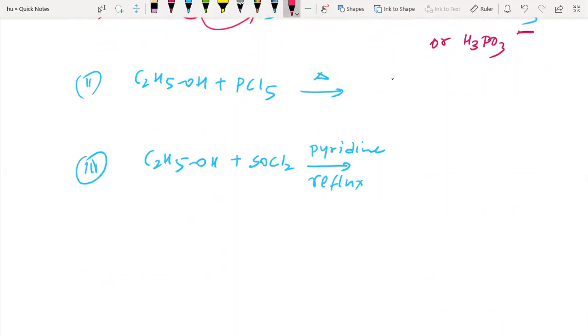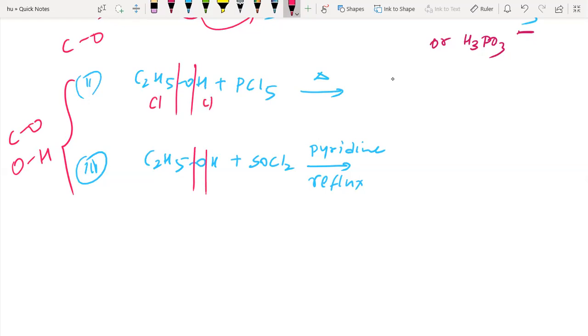In the previous case, the carbon-oxygen bond breaks, and here the carbon-oxygen and oxygen-hydrogen bonds break. This means the bond is broken between carbon and oxygen and between oxygen and hydrogen. As we have PCl5, one Cl goes to the left side, the other to the right side. So what product do we get?